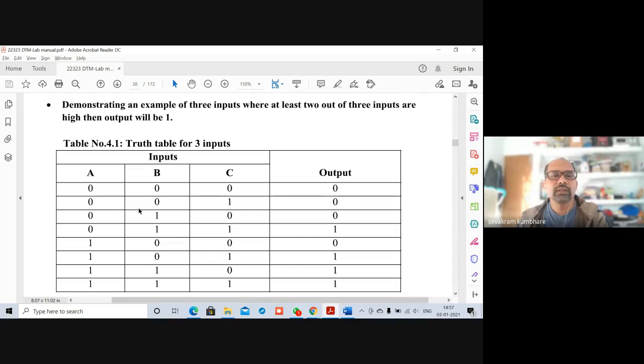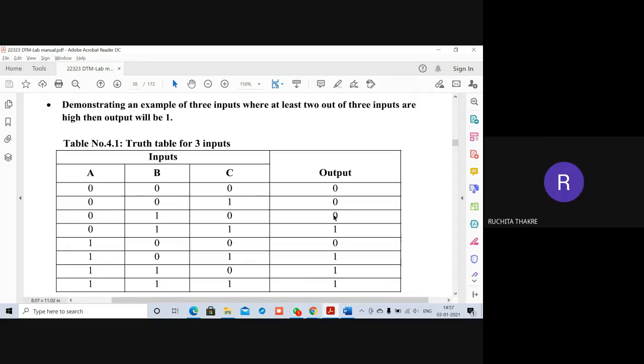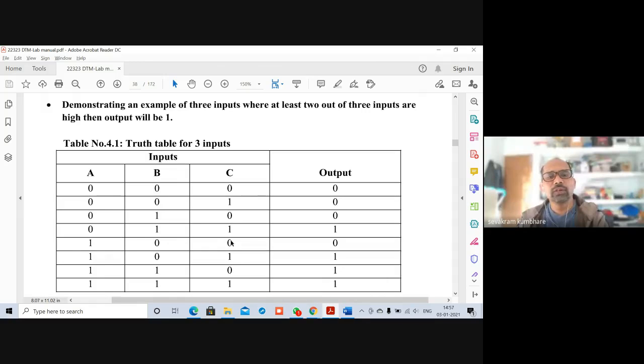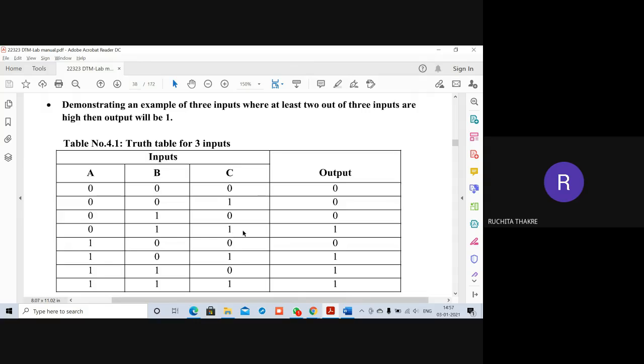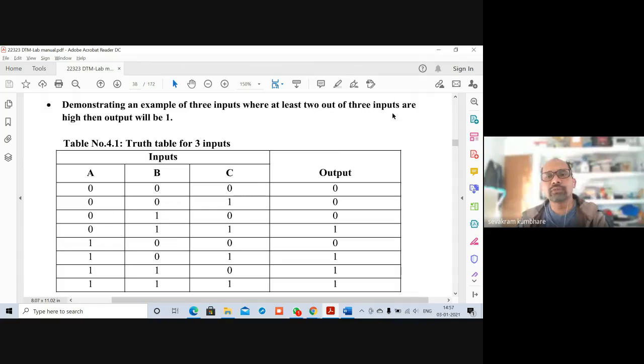Again, in this combination 0, 0, 1, how many 1s are there? Only one. So this condition again fails, right? Fail or not? Fail. So that's why again we are writing 0. Then in this 0, 1, 0, there is one 1, that's why we are writing 0. Then 0, 1, 1, the output is 1. Why? Because 2 out of 3 inputs are high. That's why 1 is mentioned over here. Got it? Yes, sir.